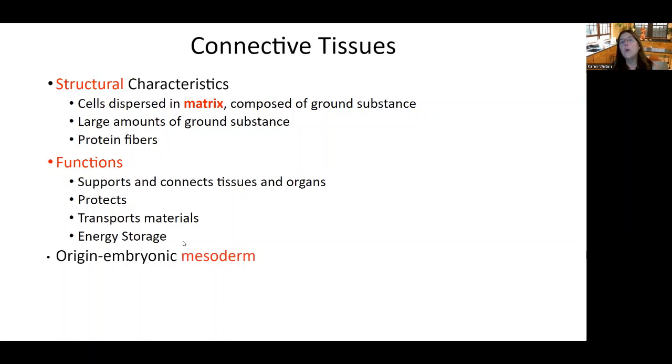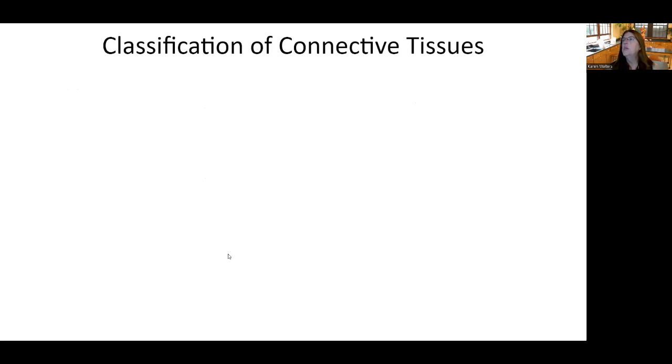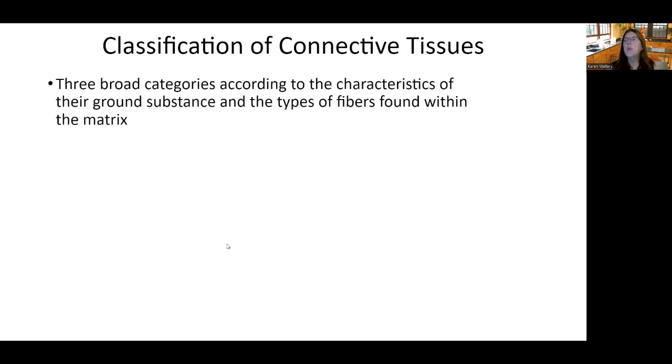The embryonic origin of our connective tissues, if you recall from part 1, is the mesoderm. This is the middle layer in the embryo as it's differentiating. So how do we classify connective tissues? There's 3 broad categories, and this basically is related to how their matrix, the types of fibers, and how they're arranged in the matrix. Hopefully this will become a little bit more clear.